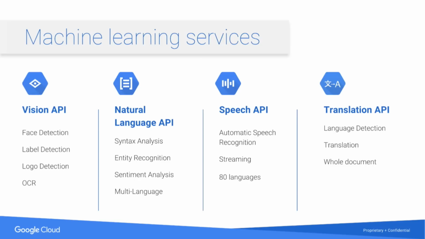So things like face detection, logo detection, OCR within Vision, things like syntax analysis, entity recognition, or sentiment analysis within NLP. Speech API, being able to convert speech to text in whatever language you're coming in, 80 languages currently supported, and the Translation API to take text from one language into another. So if you haven't started playing with these APIs or exploring them, I encourage you to go and have a look at them. There are some great demos available online.